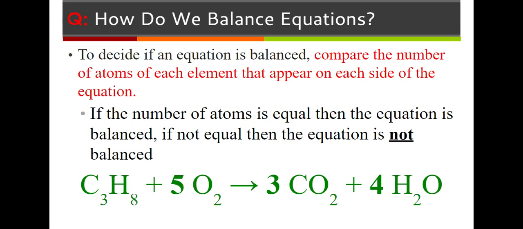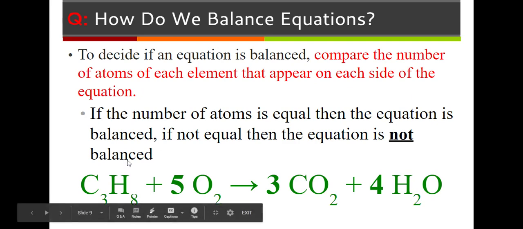We know that the reactants are on the left. We know that the products are on the right. We need to figure out how we decide if an equation is balanced. And to do that, you just compare the number of atoms of each element that appear on each side of the equation. If the number of atoms is equal, then the equation is balanced. If it's not equal, then the equation is not balanced, okay?